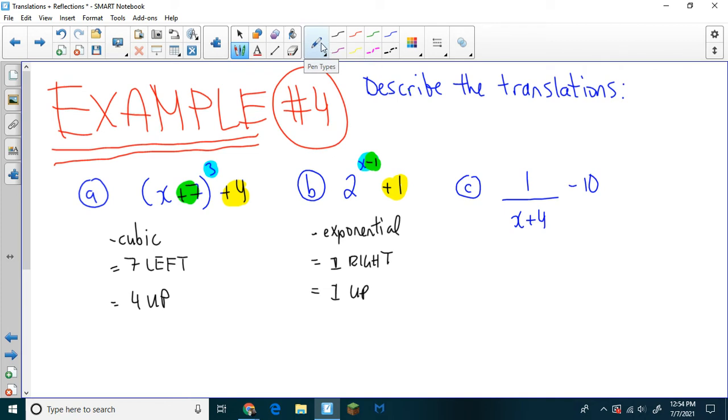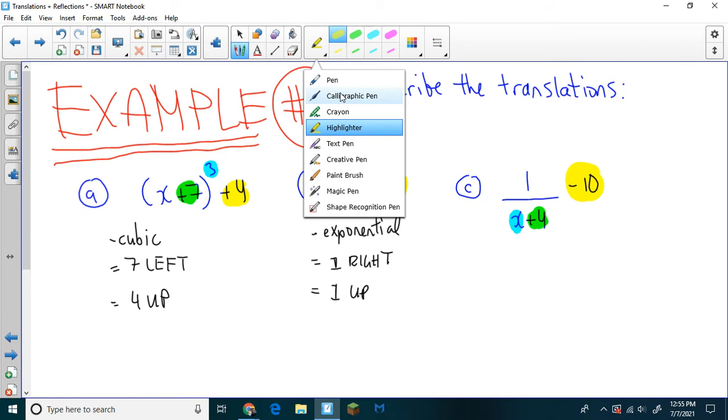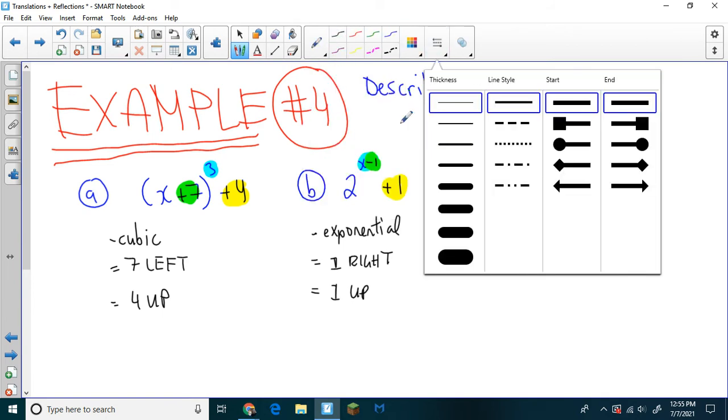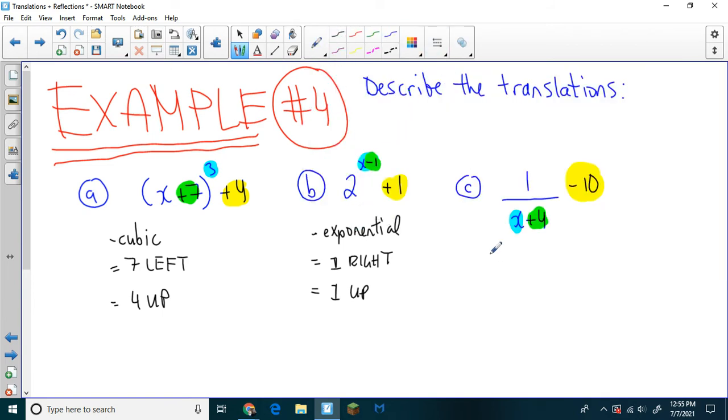And then this one here, the x value is in the denominator of a fraction. So this one is what we call the reciprocal function or the rational function, depending on what we talked about. So this one is the reciprocal, or the rational function.